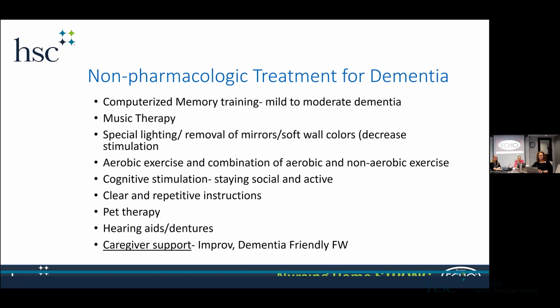And then staying social, we already know that staying social is very important. Giving clear and repetitive instructions. Sometimes they need to hear the instructions multiple times to know exactly what they need to do. And using pet therapy. And then there's a lot of caregiver support that we have to take into account because the caregivers don't know how to help their loved ones. So we have lots of great programs to help with that, thankfully.